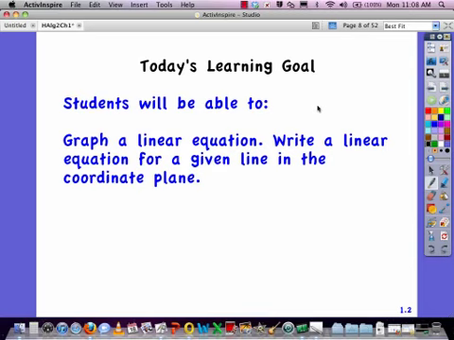Today's section 1-2, slopes and intercepts. You can see today's learning goal. You want to be able to graph a linear equation, and write a linear equation for a given line in the coordinate plane.